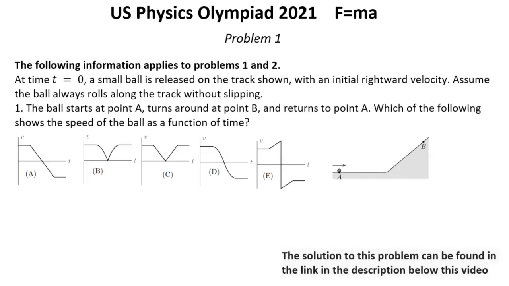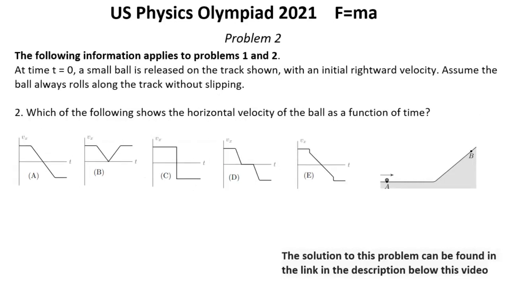First problem. The ball starts at point A, turns around at point B, and returns to point A. Which of the following shows the speed of the ball as a function of time? Problem number 2. Which of the following shows the horizontal velocity of the ball as a function of time?